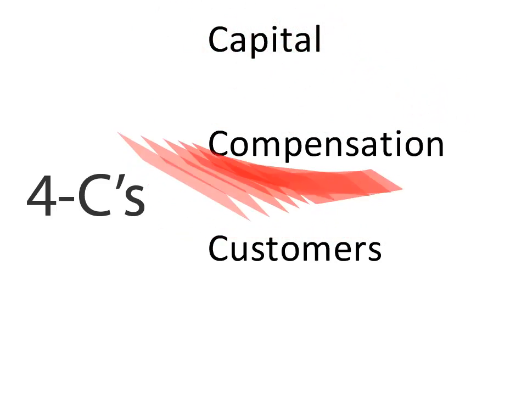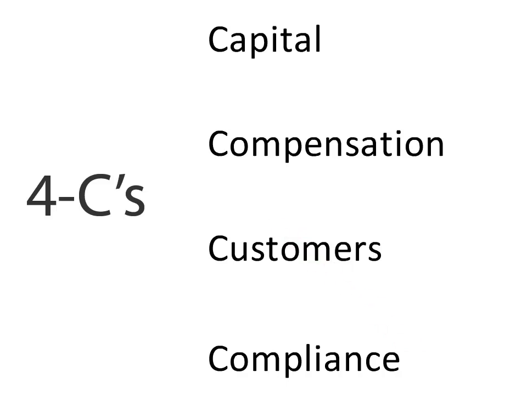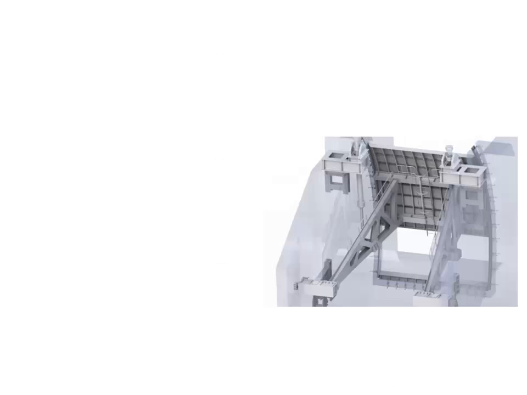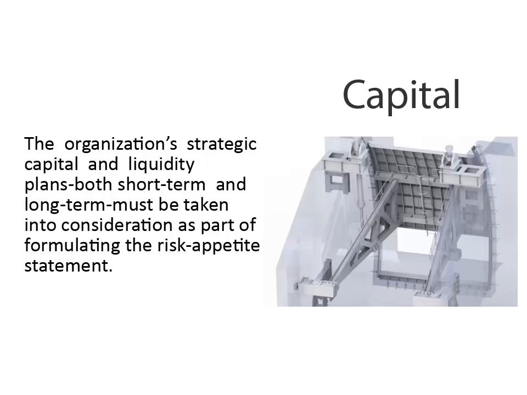The 4 C's of a risk appetite statement include capital, compensation, customers, and compliance. We will consider each of these in turn. Capital is the organization's strategic capital and liquidity plans, both short-term and long-term. They must be taken into consideration as part of formulating the risk appetite statement.